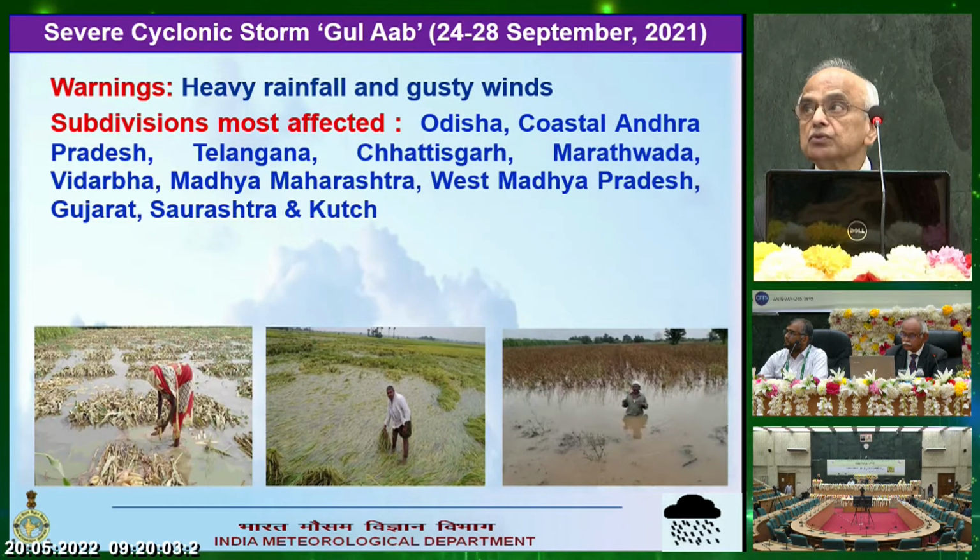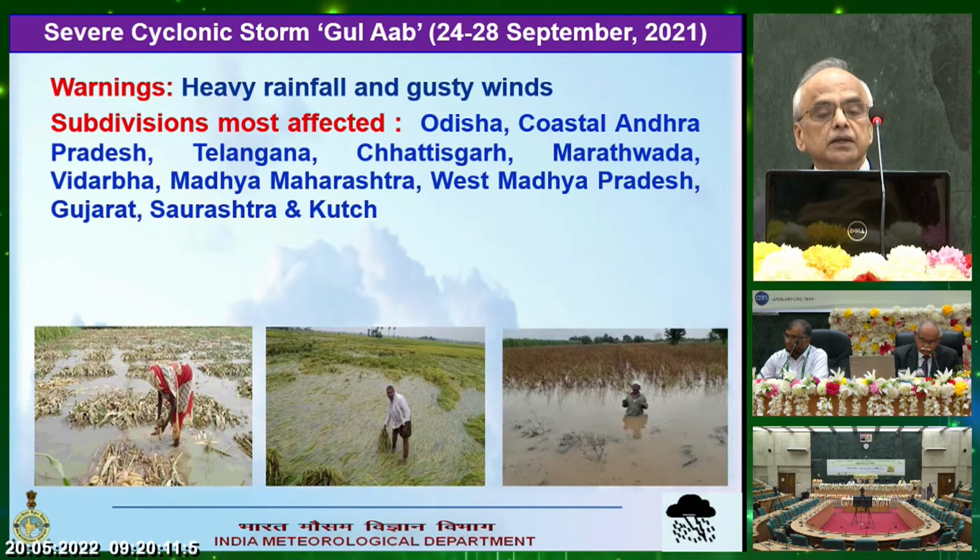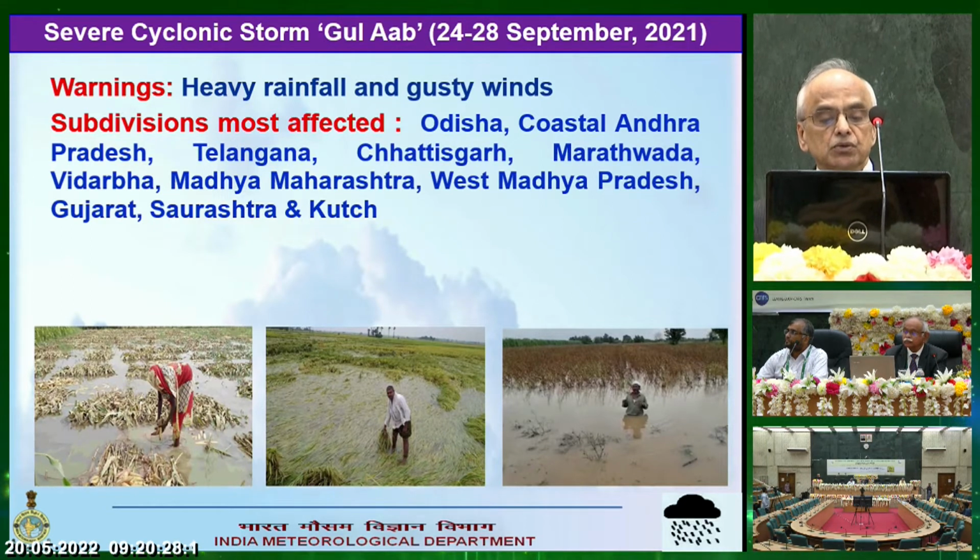From 24th to 28th September in 2021, there was a very severe cyclonic storm, which is named Gulab. And here the warning is heavy rainfall and gusty winds, and subdivisions affected include several states, all listed there: Odisha, Andhra Pradesh, Telangana, Chhattisgarh, Marathwada, Vidarbha, Madhya Maharashtra, West Madhya Pradesh, Gujarat, Saurashtra and Kutch.